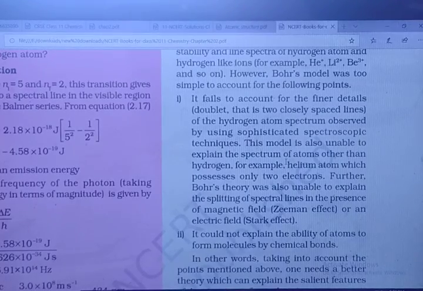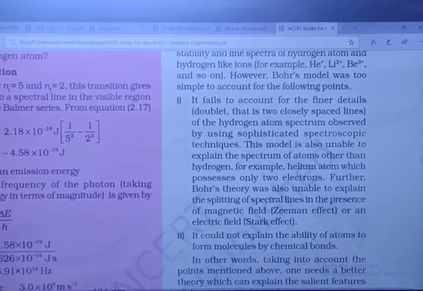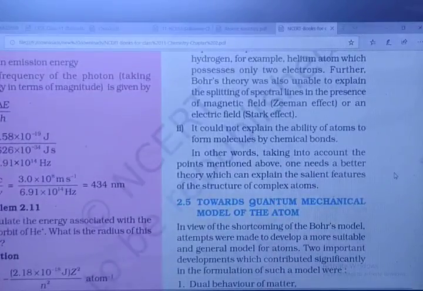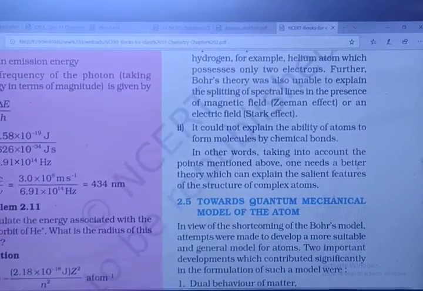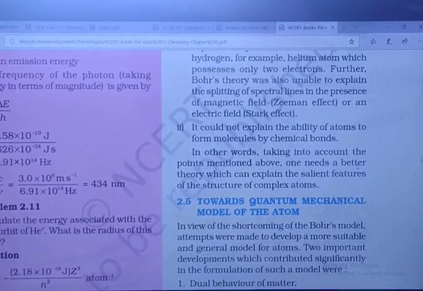Now, the second drawback of Rutherford's model was that it could not explain the ability of atoms to form molecules by chemical bonds. It means Rutherford could not explain why a chemical bond happens or why atoms bind with each other. He was not able to explain it in his postulates.